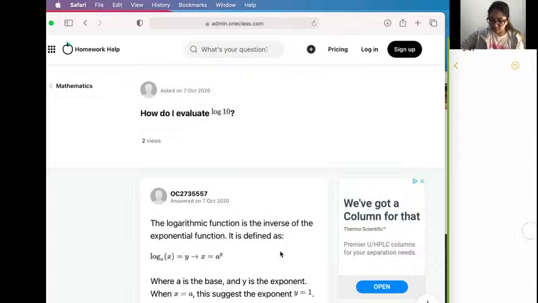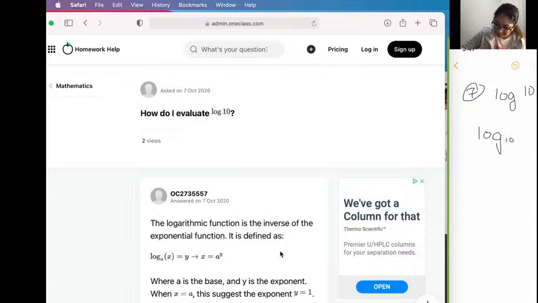And so we're on question 7. How do I evaluate log 10? Log 10, not log of 10. So we know that if there is nothing in for the base, it's just 10.